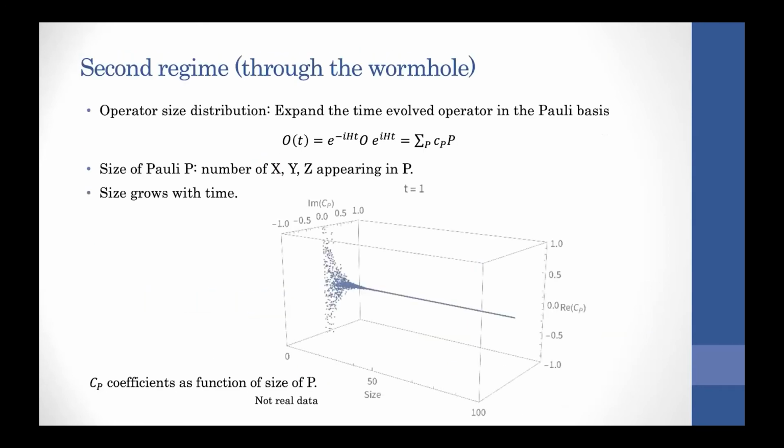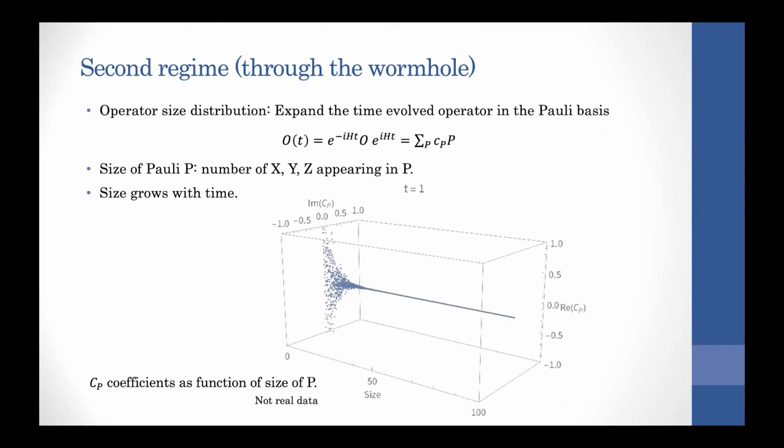So now I'm going to talk about the second regime. And here, I think it's generically advised to give motivation and then talk about the details. I'm doing kind of the opposite here. So for a few slides, I'm going to talk about the operator size distribution, operator growth. Please bear with me. And after that, I will connect it to the traversable wormhole story.